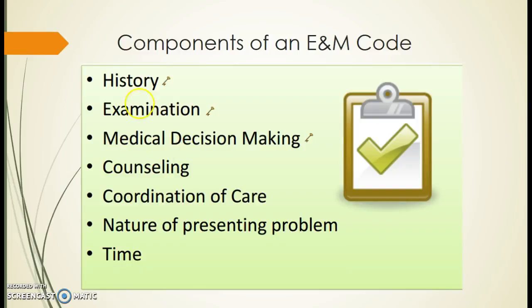Components of an E&M code, we have the history, examination, and medical decision making. And as you can see, there are 3 keys by these first 3 bullet points, and that's because those are the 3 keys that have to be a part of every E&M code. We also have counseling, coordination of care, nature of presenting problem, and then there's a time factor that we can also bill for as a component.